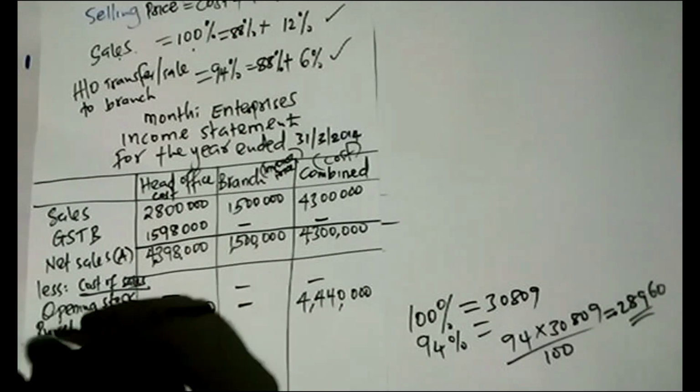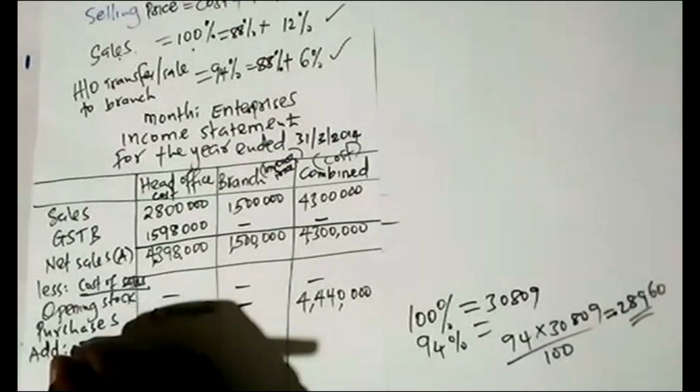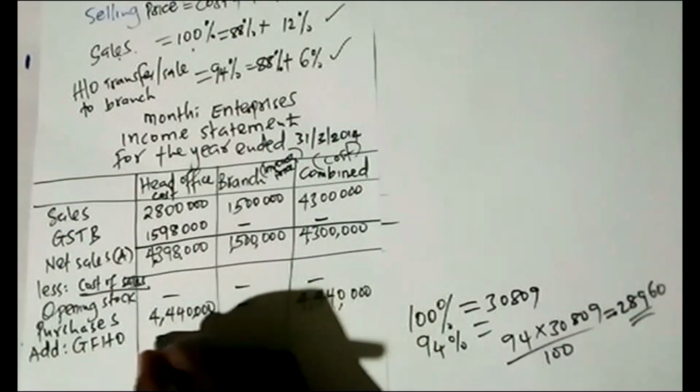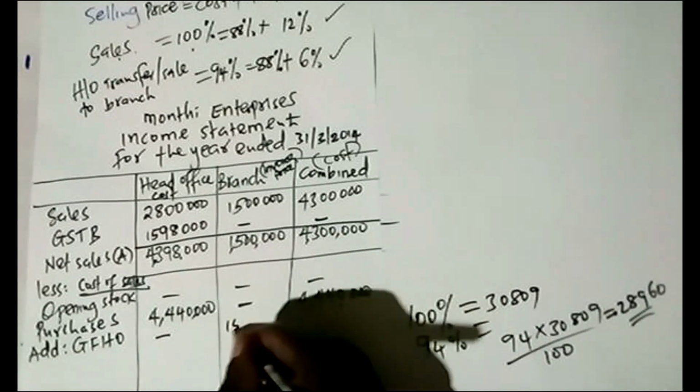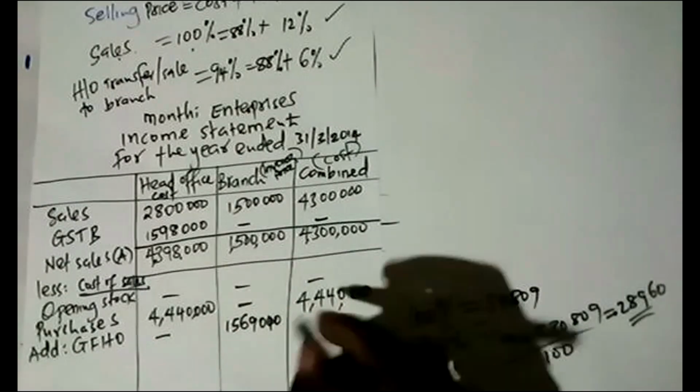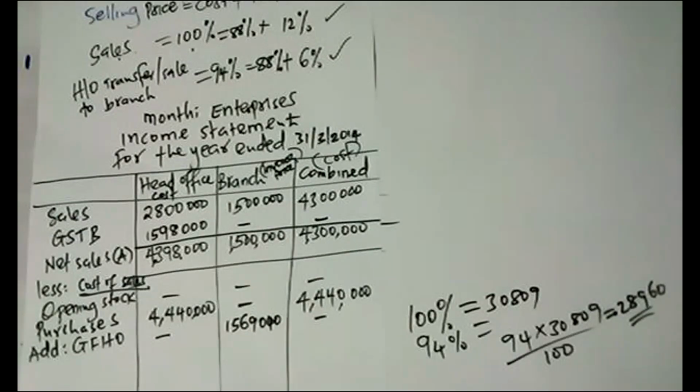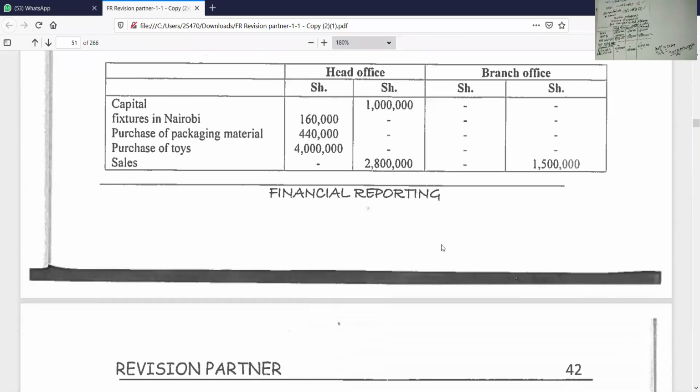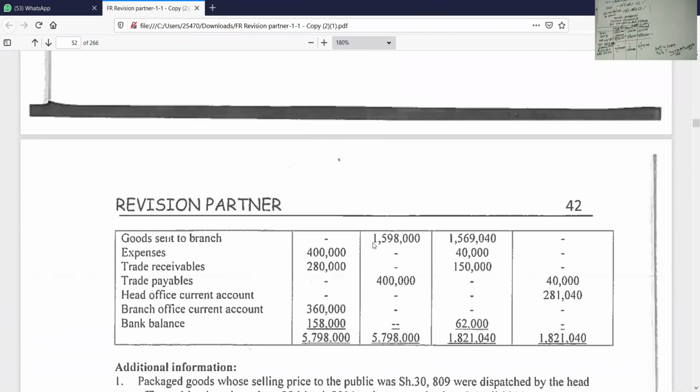After that, we have to talk about goods from the head office. We have to add now goods from head office. So the one from the trial balance, 1,569,040. These are the ones which I'm recording here. Remember that the goods sent to branch, 1,598, these are now the ones which they received, 1,569,040, goods from head office. That is what I have recorded, 1,569,040.